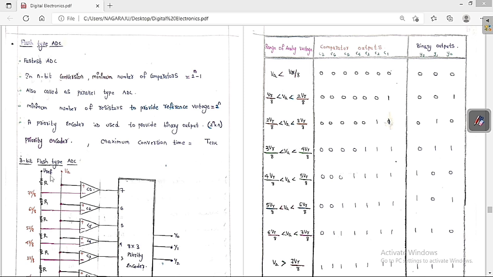So now we will see the 3-bit flash type ADC. For a 3-bit flash type ADC, the number of resistors required to provide the reference voltage is 2 cube, that means 8 resistors, and the number of comparators is 2 to the power of 3 minus 1, that means 8 minus 1, which is equal to 7 comparators. So 8 resistors we are going to require to provide the reference voltage, and 7 comparators are required. So now we will see the diagram regarding this.